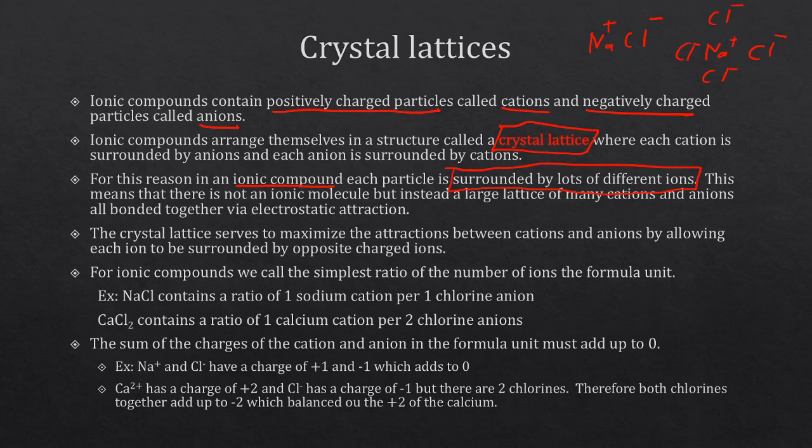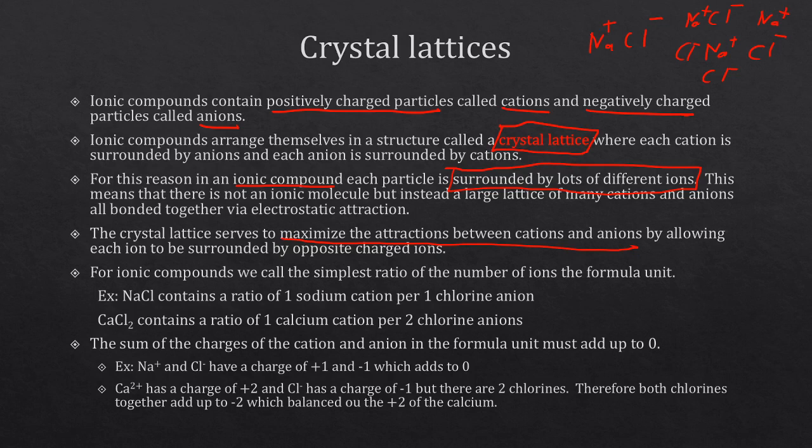The way the shapes come about is they serve to maximize the attractions between the cations and anions. So we allow each ion to be around as many possible other ions while accounting for others. Because you notice while I drew a lot of chlorines around that sodium, there are also going to be sodiums on other sides of the chlorines as well. So these things expand in all directions in 3 dimensions, and so they try to just pack everything in.